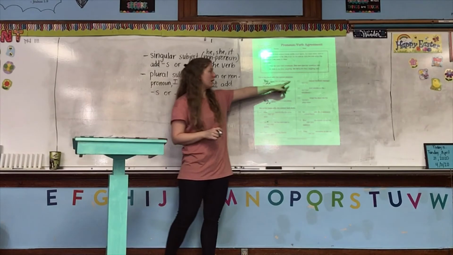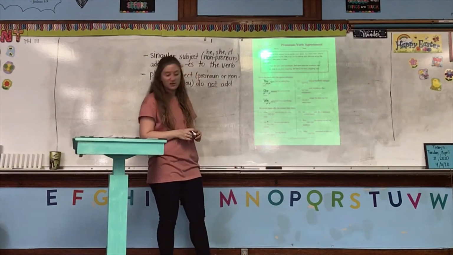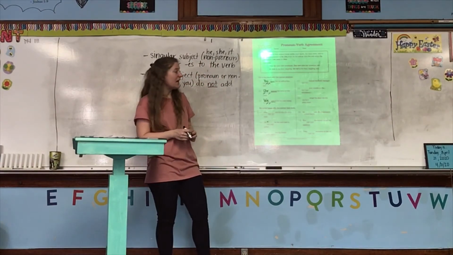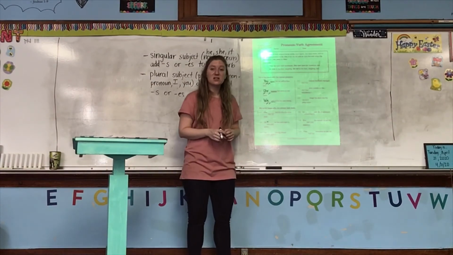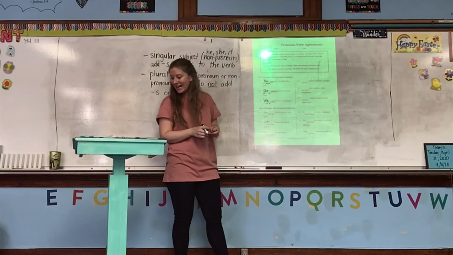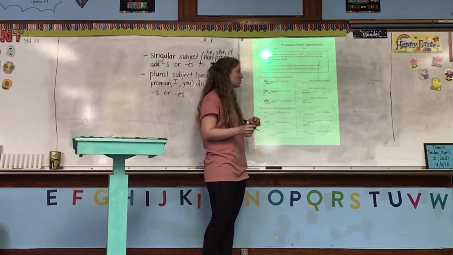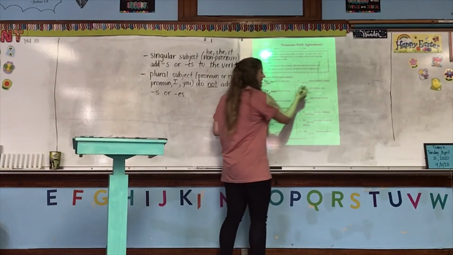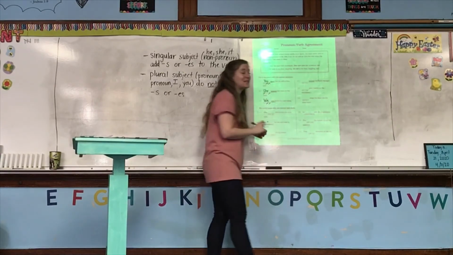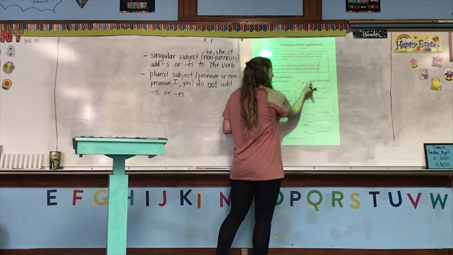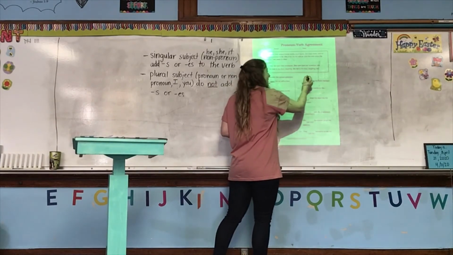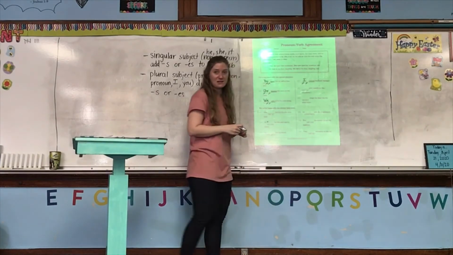Now number 4, blank respect the hotel manager. Is it she respect the hotel manager, I respect the hotel manager, or he respect the hotel manager? Well, let's look at our verb. It's respect. It does not have an S on the end, so that means it can't be she or he, so it has to be I respect the hotel manager.